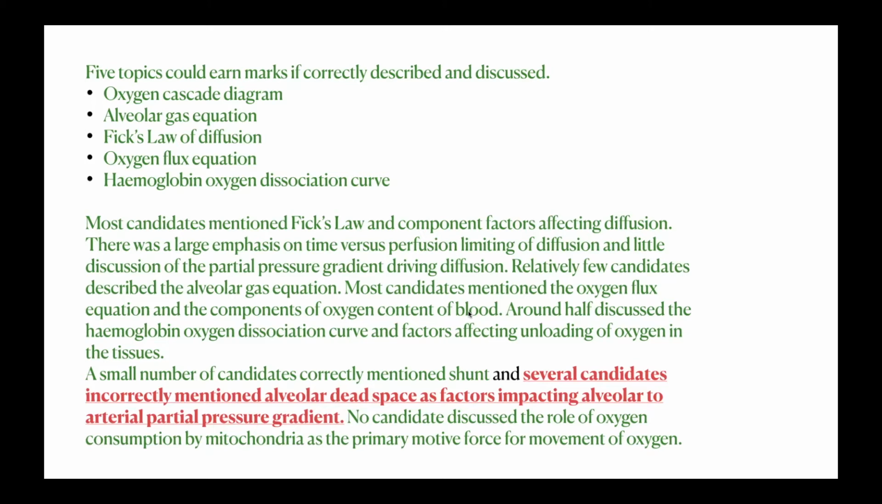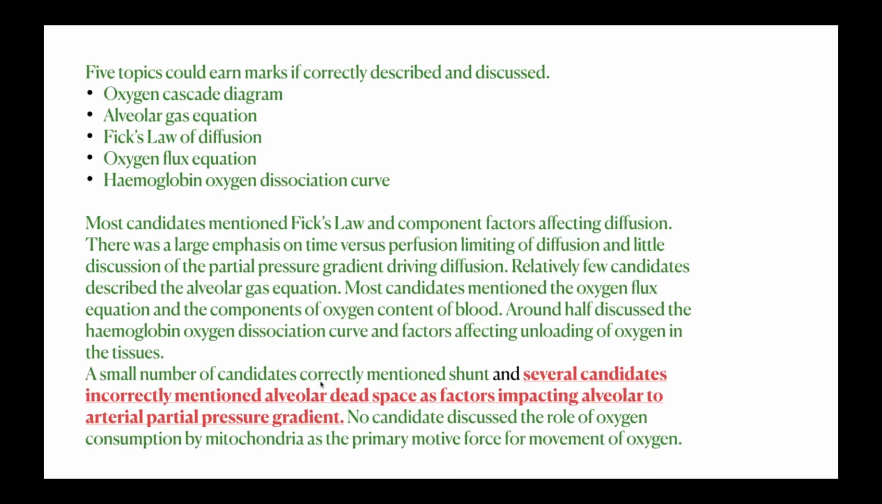Around half discussed the hemoglobin oxygen dissociation curve and factors affecting unloading of oxygen in tissues. A small number of candidates correctly mentioned shunt, and I'm highlighting this in red, not because I think we should be avoiding this, but I actually think the examiner's report is incorrect.